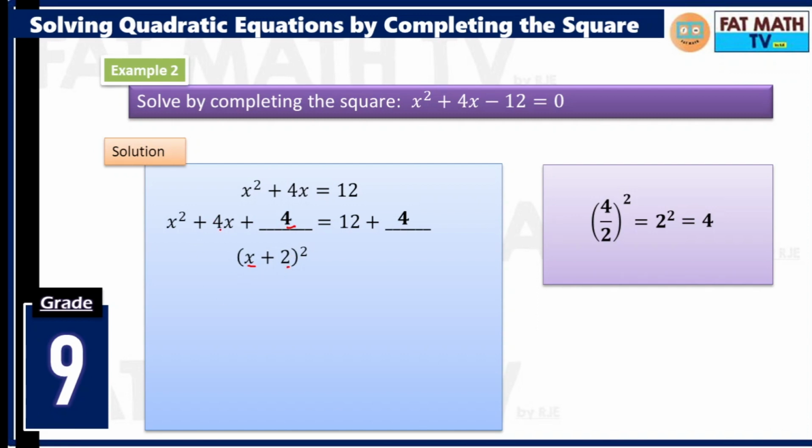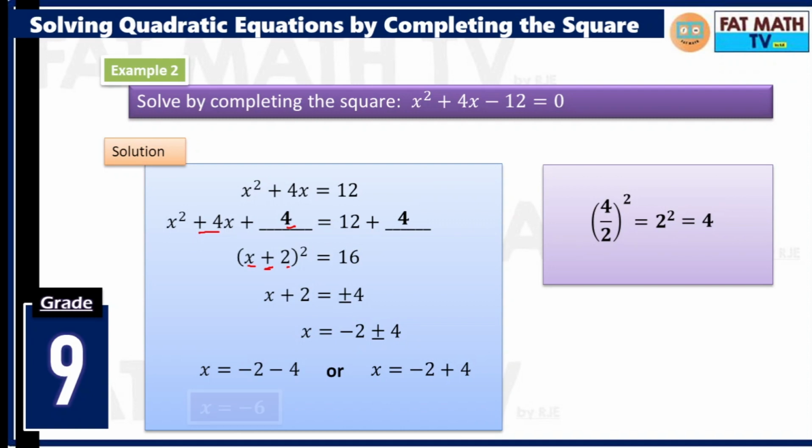So you will have, if it's plus here, it's also plus here. If it's minus, it's also minus. Okay, 12 plus 4 is 16. Take the square root of both sides. You will get x plus 2 equals positive or negative 4. Square root of 16 is 4. And then add negative 2 to both sides of the equation. You will get x equals negative 2 plus or minus 4. And then separate these into two equations. You will have x equals negative 2 minus 4 or x equals negative 2 plus 4.